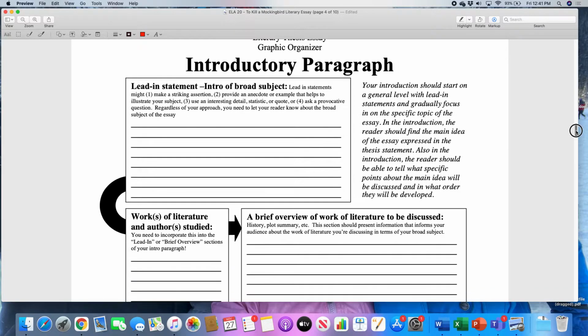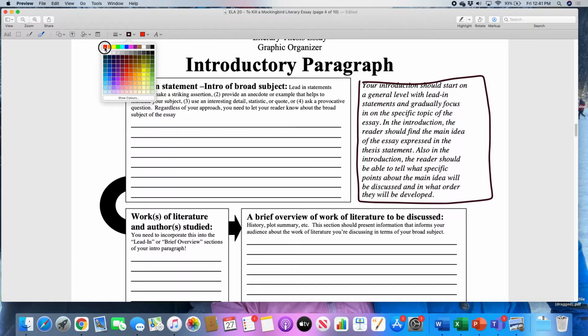So your introduction should start, and we're gonna start here. Your introduction should start on a general level with lead-in statements and gradually focus on the specific topic of the essay. In the introduction, the reader should find the main idea of the essay expressed in the thesis statement. Also in the introduction, the reader should be able to tell what specific points about the main idea will be discussed and in what order they will be developed.